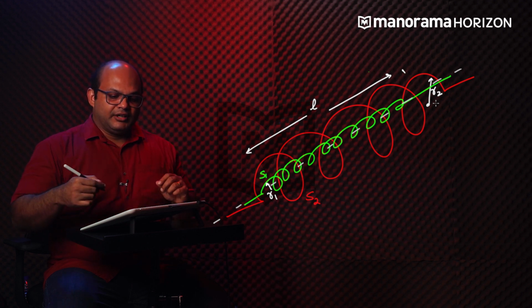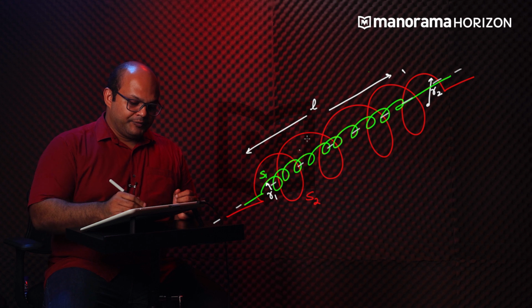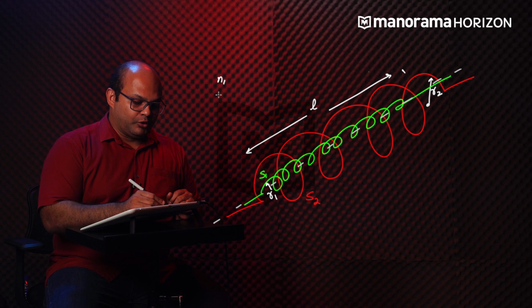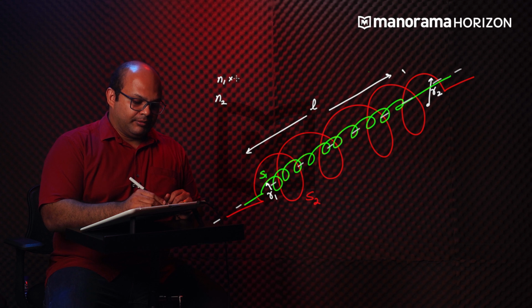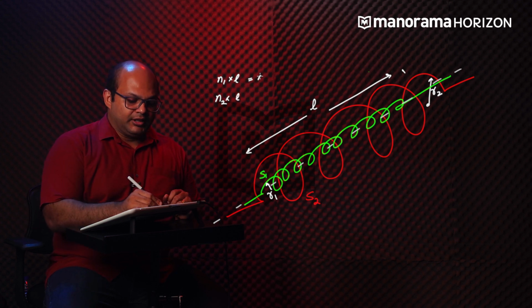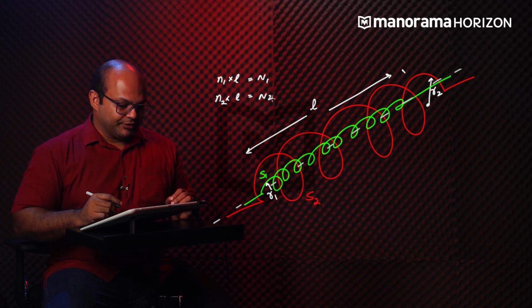Now there are a given number of turns per unit length. So let's say that for coil 1 or the inner coil S1, the number of turns per unit length is N1, and for coil 2 the number of turns per unit length is N2. If you multiply these numbers with the length of the coil, you will get the total number of turns N1 and N2. We will see how we will use these numbers later.